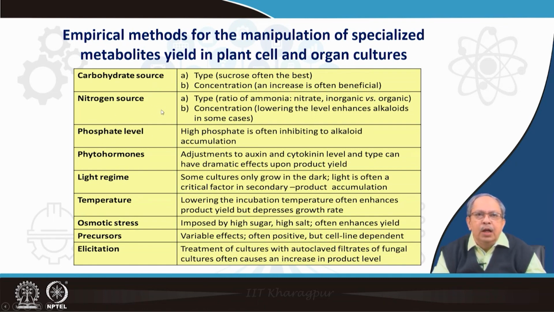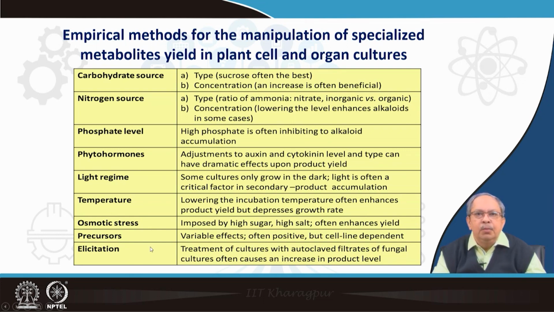As I have mentioned before, if you make either phosphate or nitrogen limitation, the cultures often produce pigmented metabolites like anthocyanins. Even hormone levels can be manipulated, and light plays an important role. By manipulating light, it is possible to synthesize the metabolites. The same is the case for temperature, osmotic stress, and precursors. If you know the desired metabolite and you add the precursor, which should be cheap, then you can get the metabolite produced in higher amounts.